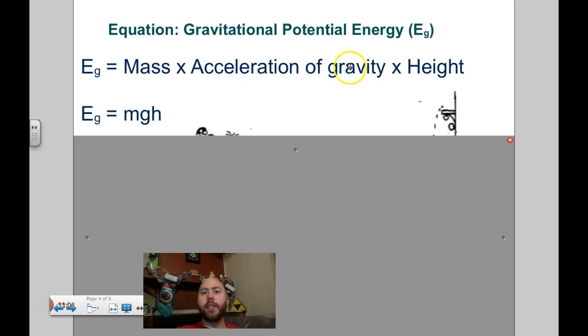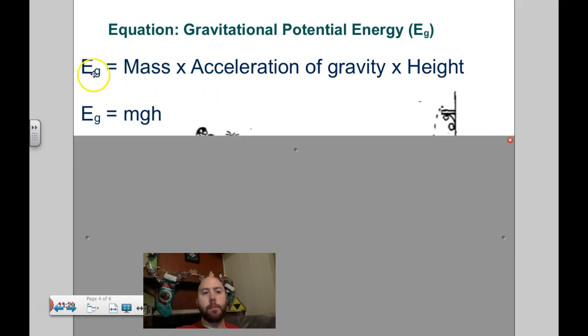What is the acceleration of gravity? This was talked about back in, well, we actually talked about it for forces. So what is the acceleration due to gravity here on Earth? Good, it's 9.8 meters per second squared. No matter where you are, everything falls on Earth at 9.8 meters per second squared.